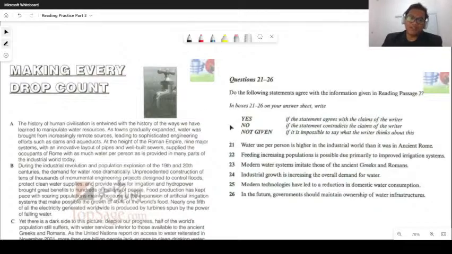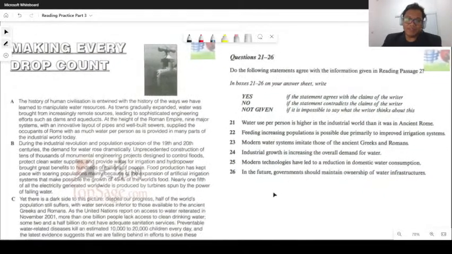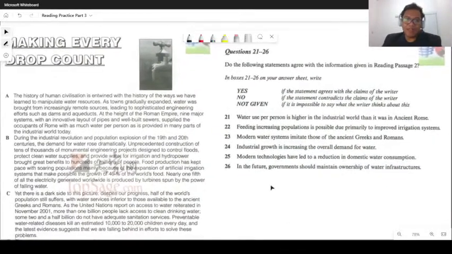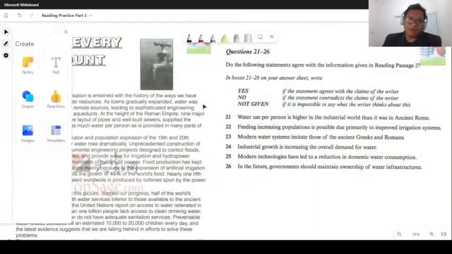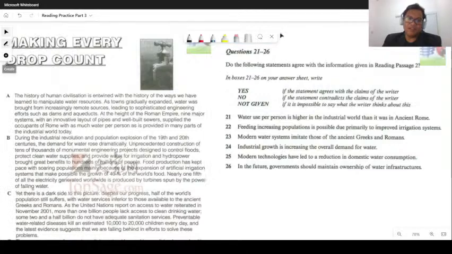So we're going to start with the yes, no, not given question, and I will make a couple of reminders. Number one, always read the instruction. The instruction is usually quite clear, and I'll elaborate a little bit on what it means. Sometimes it's yes, no, not given. Sometimes it's true, false, not given. They're basically the same type of question.